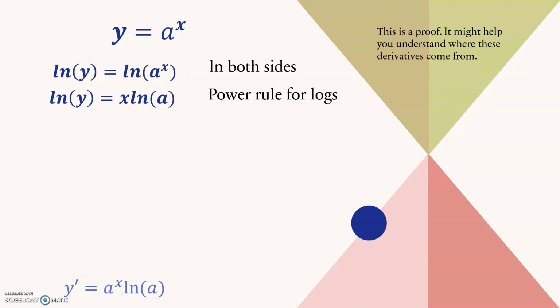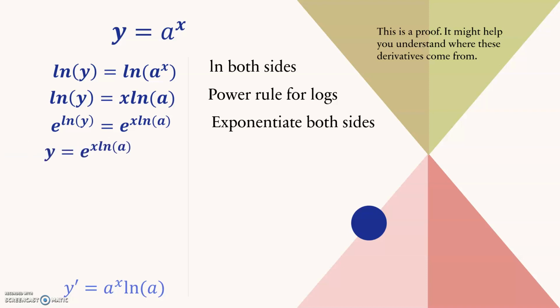So we use the power rule for logs, which brought the x down from the exponent, and that's one of the properties of logs. Now that we have that, we're going to get rid of the natural log that we did by exponentiating both sides. So we're going to get back to a y equals equation after this step. So when we simplify e to the natural log of y, we get just y. And now we're ready to take a derivative.